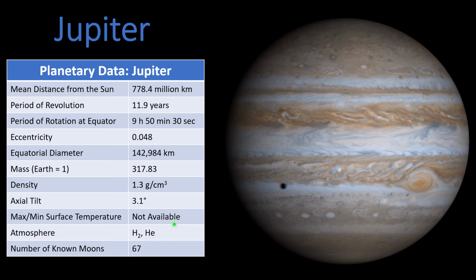And its atmosphere has a similar composition to the Sun, hydrogen and helium. There are 67 known moons around Jupiter, and I feel like that's a number that every time I look at, we seem to have to update. We find new things all the time.